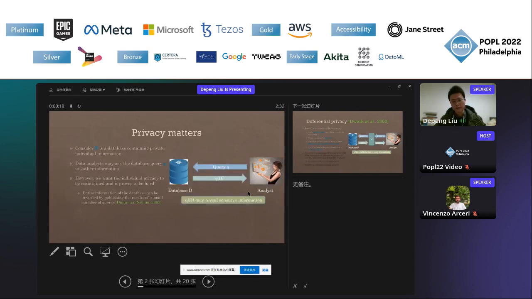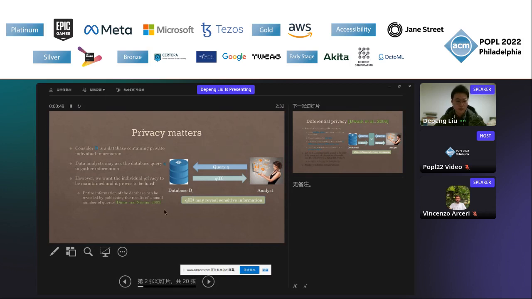Nowadays, privacy has been a hotly debated issue. So let's consider here D is a database containing private individual information. And there's a data analyst who wants to ask the database a query Q to gather useful information. However, we want the individual privacy in this D to be maintained, and it proves to be hard to do so.